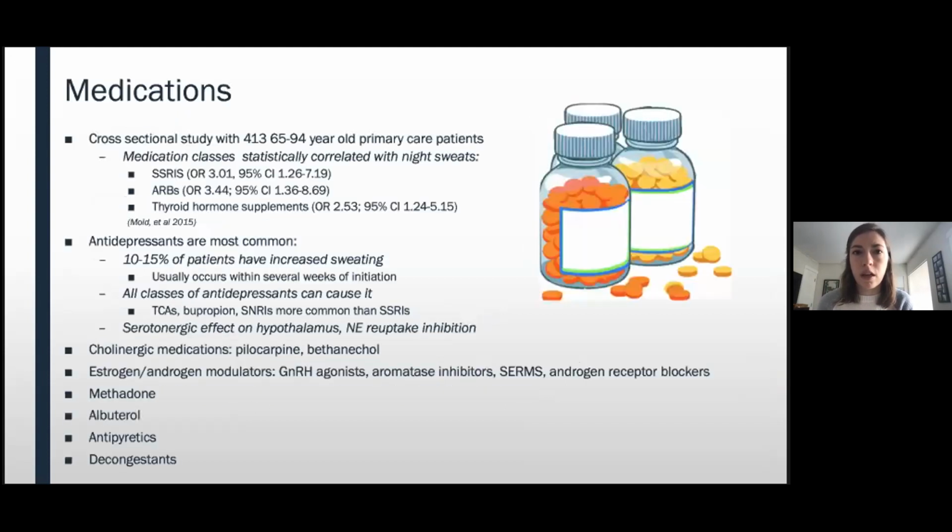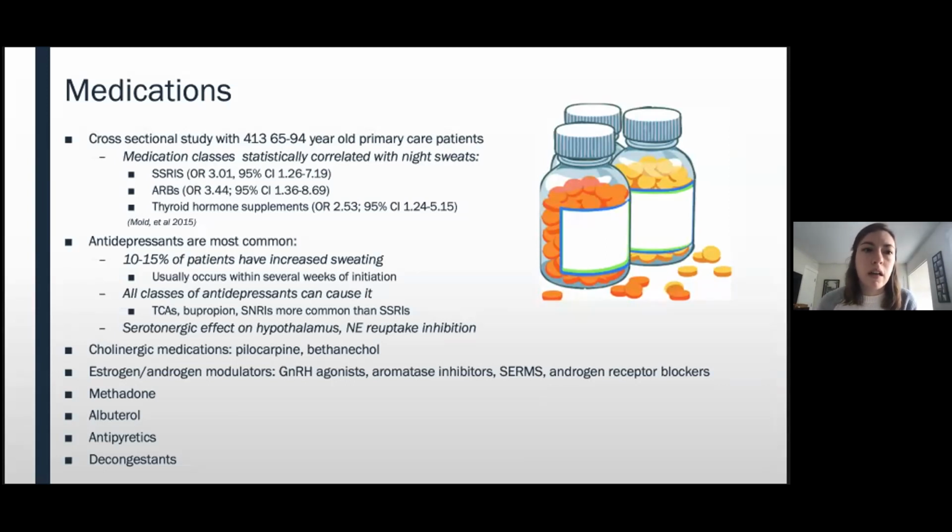sweats is looking at their medication list, especially if any medications have been started kind of around the same time that the sweats began. So there are a ton of medications that can cause night sweats for some patients. There was one study that I saw that looked at elderly patients in primary care setting, and they found 3 medication classes that were statistically significantly correlated with night sweats. And that was SSRIs, ARBs, and then not surprisingly, thyroid hormone supplements.